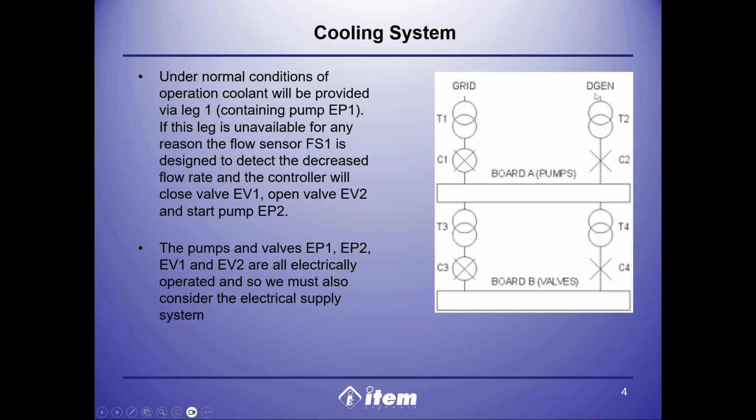It can be fed by the primary external grid through transformer T1 and circuit breaker C1, or by a backup diesel generator, DGN, through transformer T2 and breaker C2. Board B provides power to the motorized valves, EV1 and EV2. Similarly, it is fed from the grid side via transformer T3 and breaker C3, or from the emergency DGN side via transformer T4 and breaker C4.